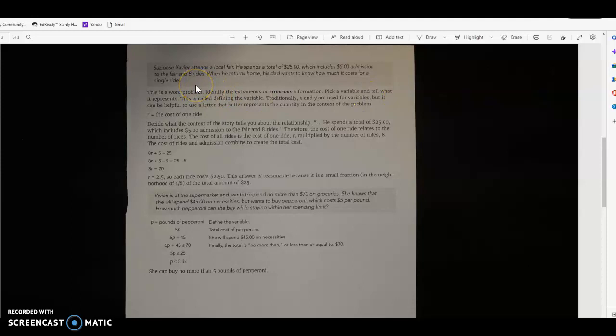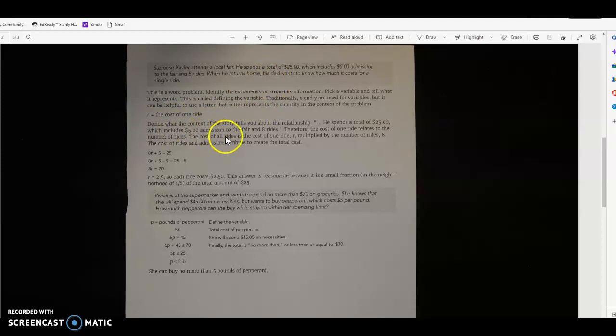This is the problem that's in your textbook. It says, suppose Xavier attends a local fair. He spends a total of $25, which includes $5 admission to the fair and 8 rides. When he returned home, his dad wants to know how much it costs for a single ride. So this is a word problem. Identify the extraneous or erroneous information, in other words, stuff that you really don't need to know to work this problem. Then pick a variable and tell what it represents. That's where it goes to the understanding. We're going to let R equal the cost of one ride, because that's what his dad wants to know.